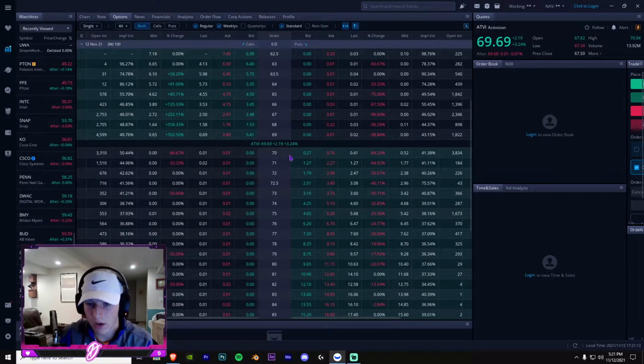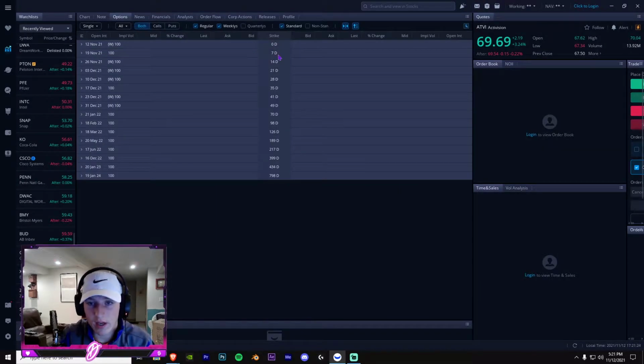That's just dumb. So if you're trading for the premiums, you have to understand if something's out of the money, they will decrease. If the stock price doesn't do anything or doesn't go down, they will decrease because they will become worthless at the end of the week. And as you can see, these are all the dates. So 12 November 21st, 19 November 21st, 26 November 21st.